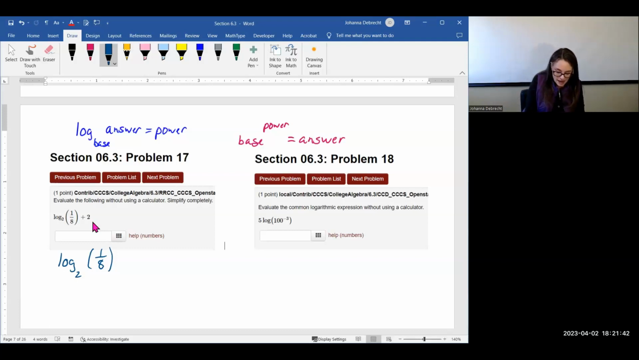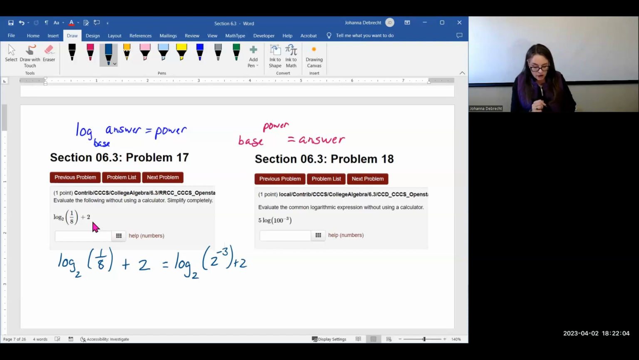So one of the things I might think to do, because I have more experience with it, is recognize that 8 is a power of 2. So I could use that property that I had in the last one, and I could rewrite 1/8 as 2 to the -3, right? And then I still have my plus 2, all right? So again, when I'm thinking about evaluating this, the logarithm part has to be completed first before I can add the 2.